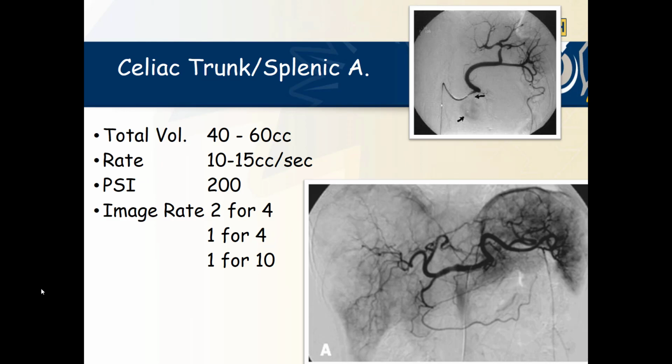Here's the celiac trunk. This is the celiac trunk injection right here. And here you can see the splenic artery going over this way. It's hard to make out. In fact, you can't see it. This is going to be the common hepatic artery here. And then you're going to have the gastroduodenal and the hepatic artery proper. Then you have the left hepatic artery and the right hepatic artery.